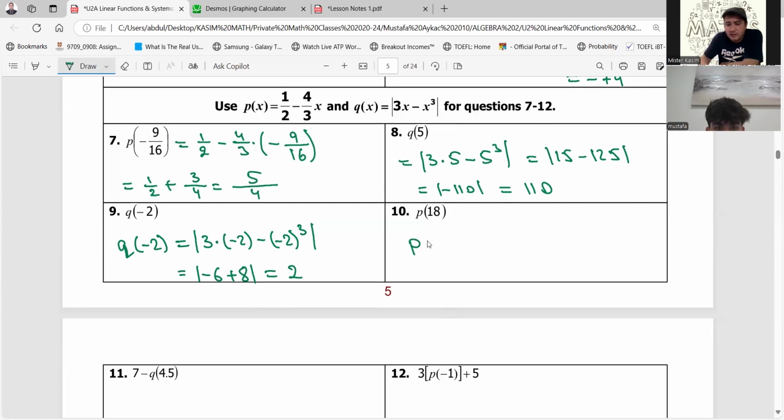So P of 18. It's really simple, right? Just plug it in and calculate. That's it. 1 over 2 minus 4 over 3 times x. What is x? 18. Equals 1 over 2 minus 18 divided by 3 is 6. 6 times 4 is 24. And what is 1 half minus 24? That is negative 23.5 or negative 23 and a half.